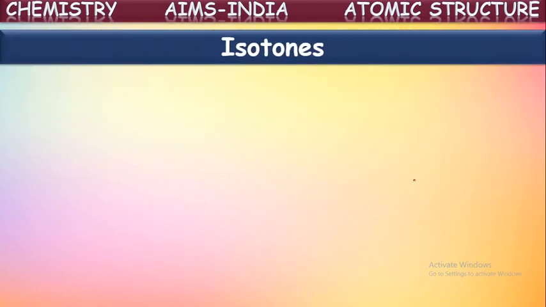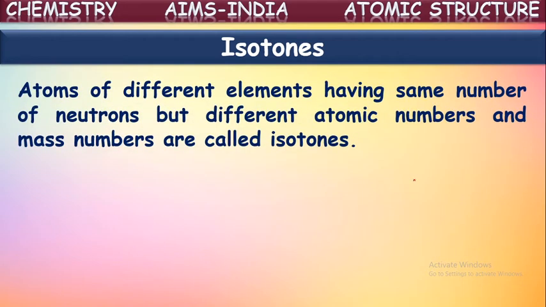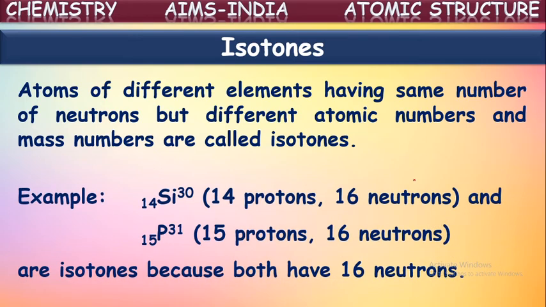Next, isotones. Atoms of different elements having the same number of neutrons are called isotones. These isotones will have different atomic numbers and different mass numbers. Only the number of neutrons will be the same in common. For example, if we see silicon and phosphorus, these two are isotones.